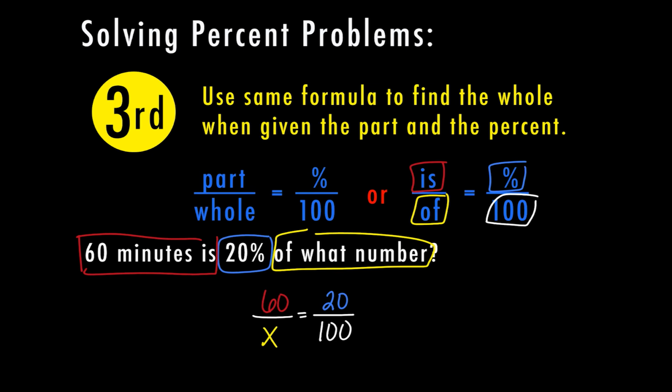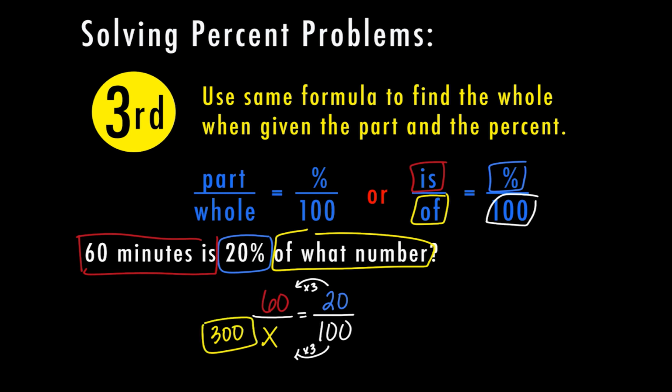And then 20 compared to 60 is also small. That means that X is going to be greater than 60 and greater than 100. So it's going to be a pretty large number. Let's see if we can figure this one out. So 20 goes into 60 3 times. So on the bottom, I'm going to multiply 100 times 3, and that equals 300.